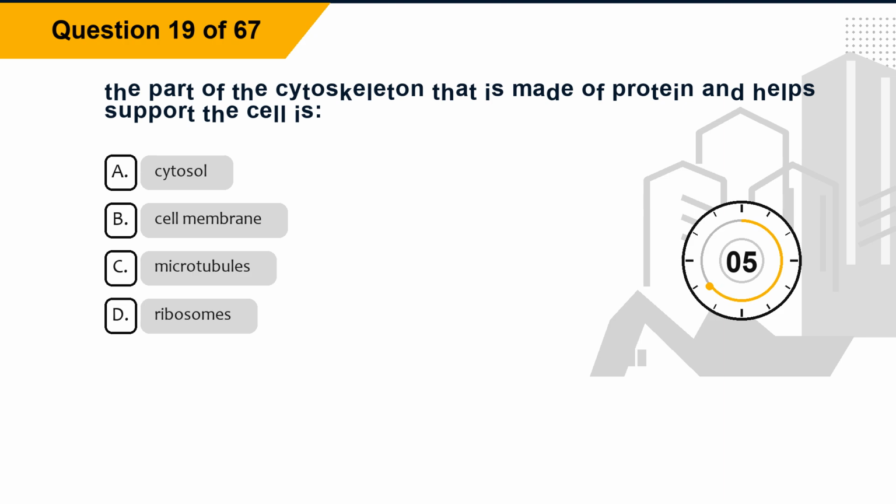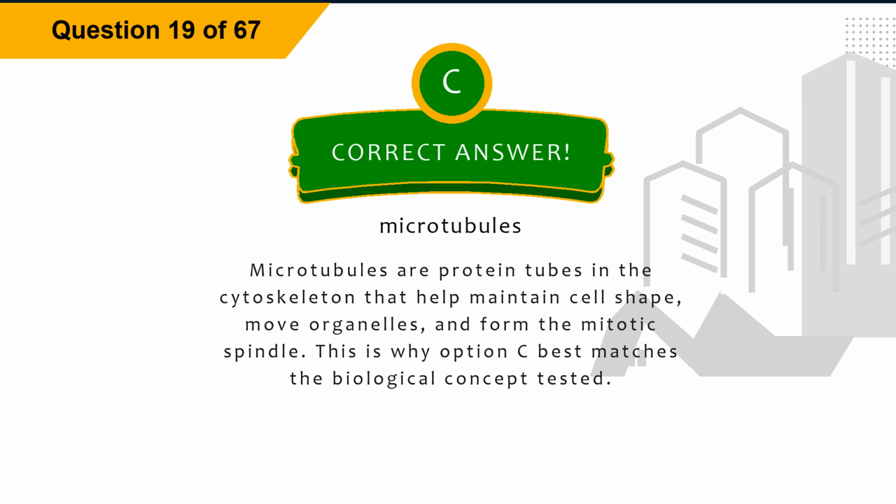Option B, cell membrane. Option C, microtubules. Option D, ribosomes. The correct answer is option C, microtubules. Explanation: microtubules are protein tubes in the cytoskeleton that help maintain cell shape, move organelles, and form the mitotic spindle. This is why option C best matches the biological concept tested.